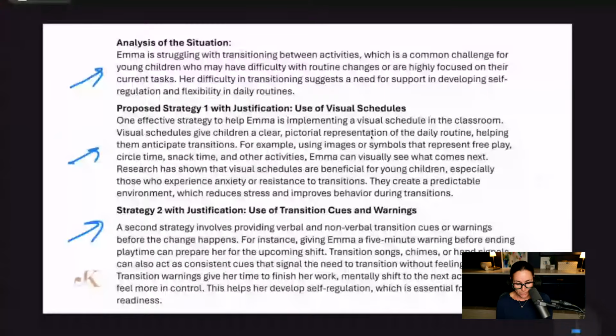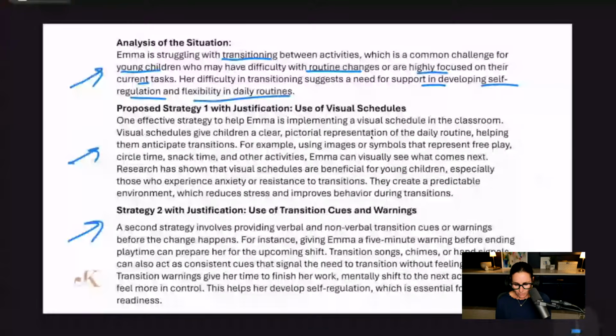Emma is struggling with transitioning between activities, which is a common challenge for young children who may have difficulty with routine changes or are highly focused on their current tasks. Her difficulty in transitioning suggests a need for support in developing self-regulation and flexibility in daily routines. Okay, those are some key words. Self-regulation is a good word on this exam. It's all over the test specifications, and I have it in the back of my book because students need to learn how to act in class. That's what we teach them, right?